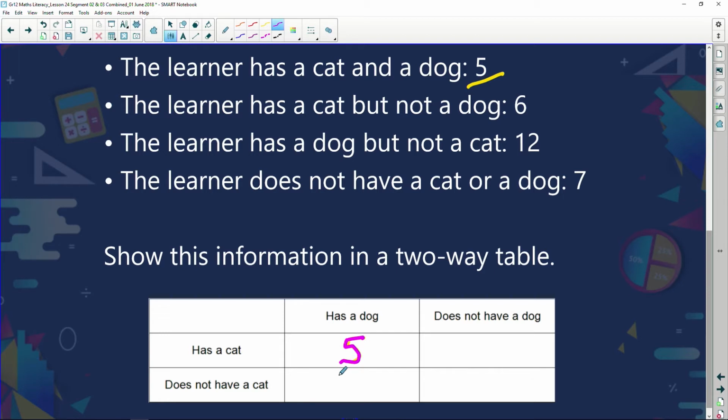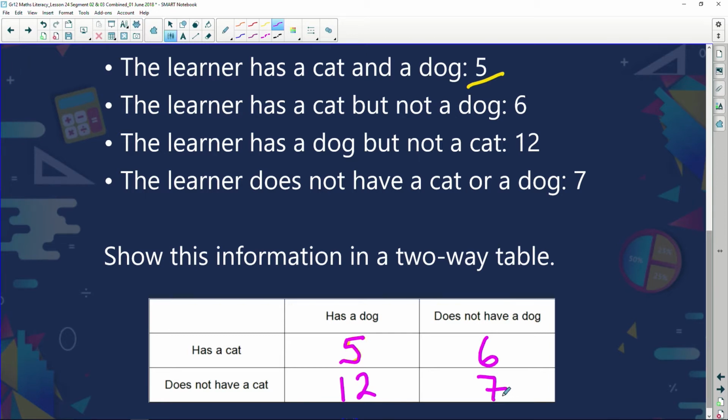5. Right. The learner has a cat but not a dog. Has a cat but does not have a dog. There's 6 of them. The learner has a dog, so we know we're dealing in this column, but not a cat. Has a dog, not a cat. There are 12 of those learners. Okay? And the learner does not have a cat nor a dog. No dog, no cat. There are 7 of those learners.